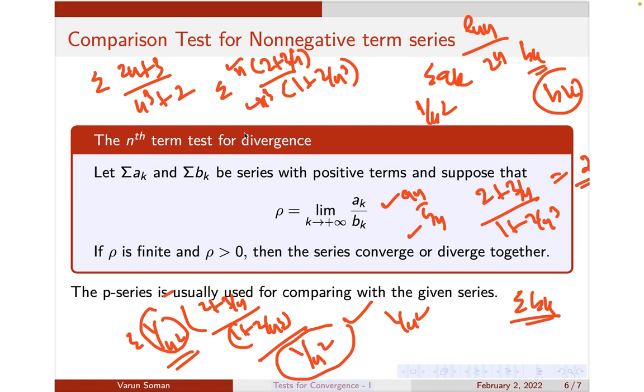If you know the comparing series, well and good, but it is not always easy to find one. So for that we'll be discussing some more new tests in the next session. Every time it is not easy to find a comparing series, but for this type of series it is very easy to construct, and we will do some examples to illustrate this again. So let us look at some more examples. Don't be worried about the statement; we'll do some examples and then you will understand.